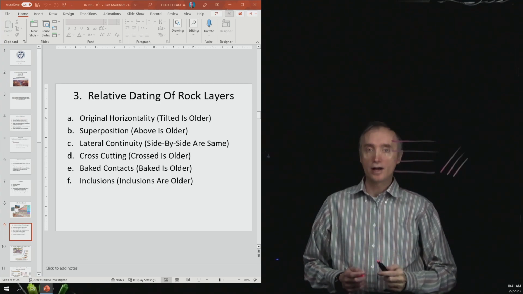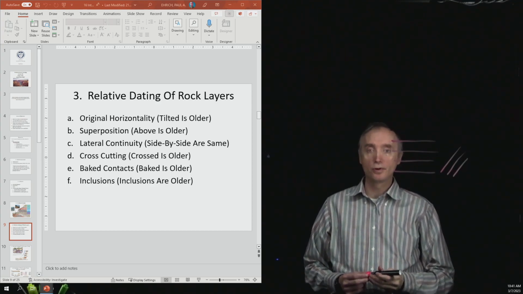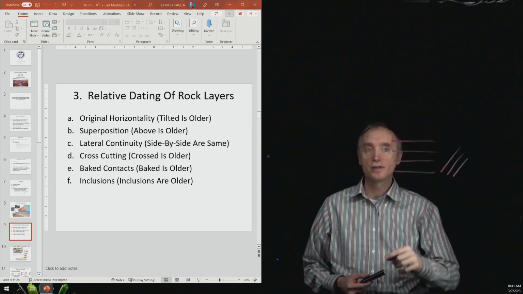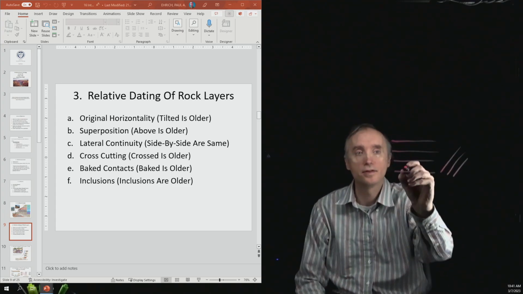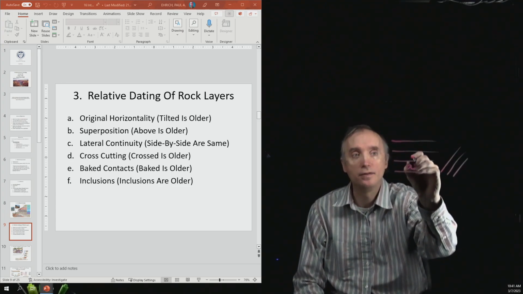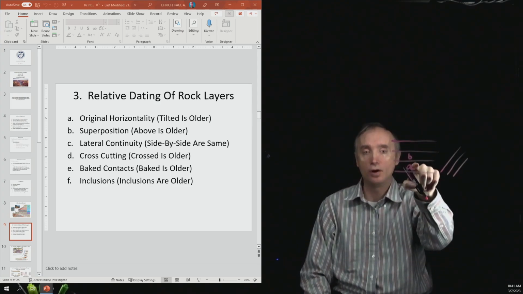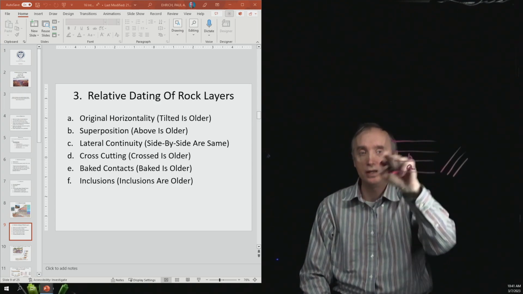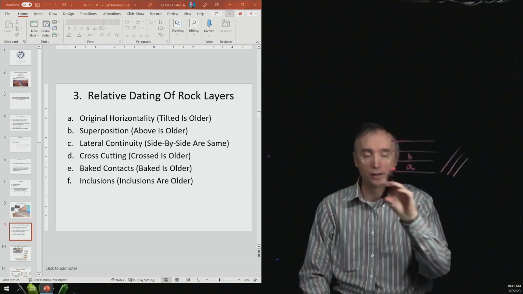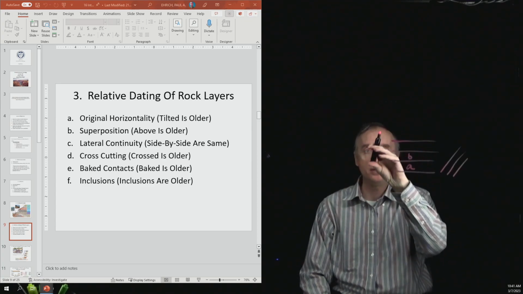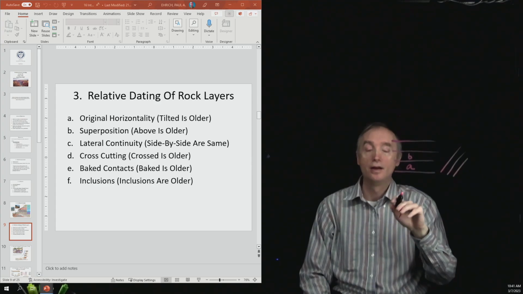Okay, then the next one is going to be called superposition. And so in superposition, this means that a rock layer, so let's say that this is rock layer A, and then this is rock layer B. Okay, A has to be older than B. So A had to be laid down first, and then B was laid down on top of it.